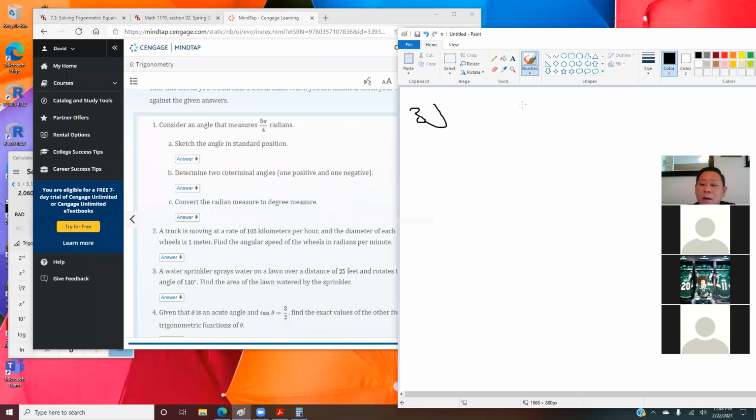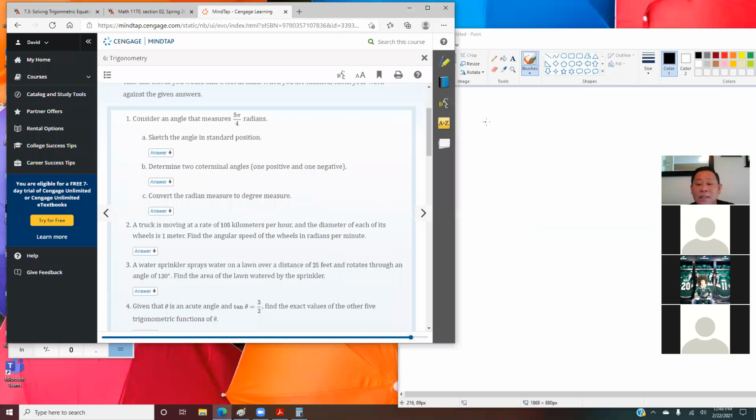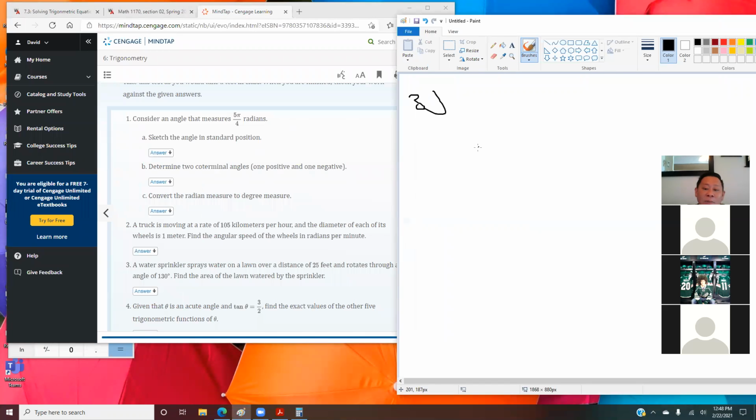It says that a water sprinkler sprays water on a lawn over a distance of 25 feet and rotates through an angle of 130 degrees. Find the area sprinkled. These are the word problems you get in my test, not something crazy like the one you just saw. We have a sprinkler system that rotates 130 degrees and reaches 25 feet, and they want you to figure out the area covered by this sprinkler.